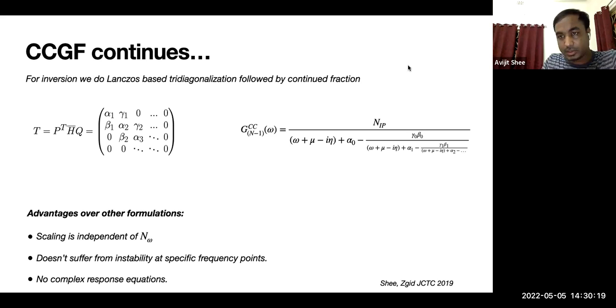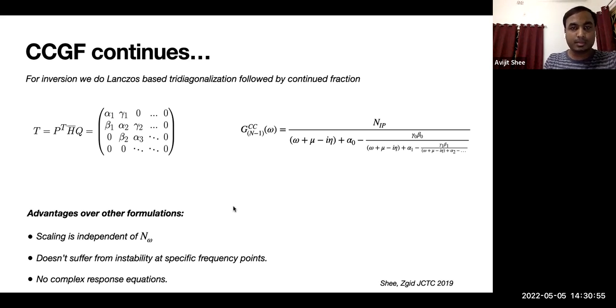The cost of this term goes linearly with respect to the number of Lanczos vectors needed to get this tridiagonal representation. And that's how this part is completely independent of the number of frequency points used, and we just subtract the frequency part from the diagonal of this matrix. So the scaling of the total calculation is completely independent of the number of frequency points used.